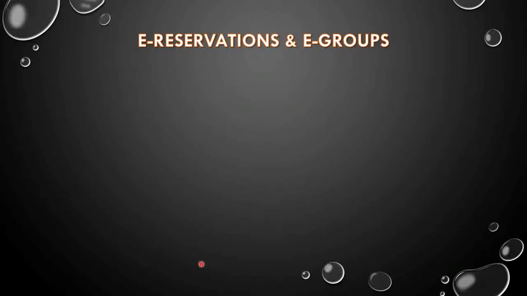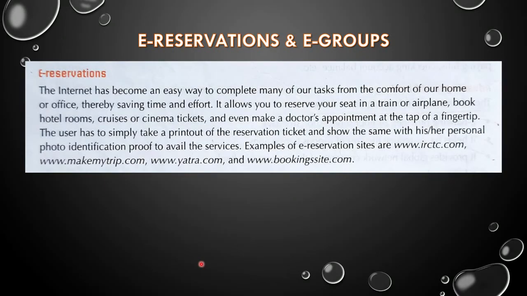Next is e-reservations and e-groups. E-reservation means what? The internet has become an easy way to complete many of our tasks from the comfort of our home or office, thereby saving time and effort. That means the internet gives us an easy way to complete many tasks by sitting at home or from the office. It will save our time and effort also.